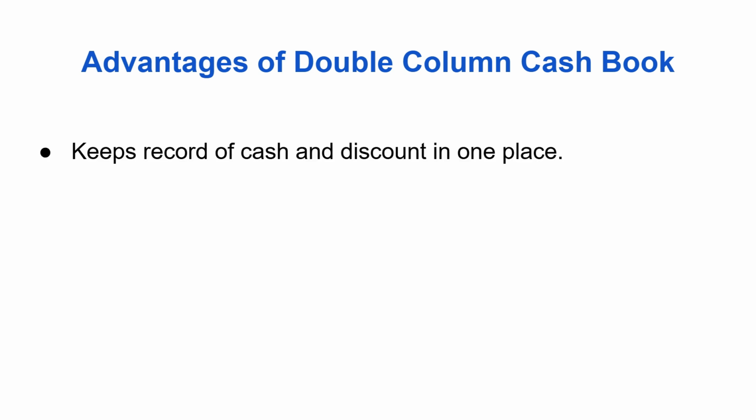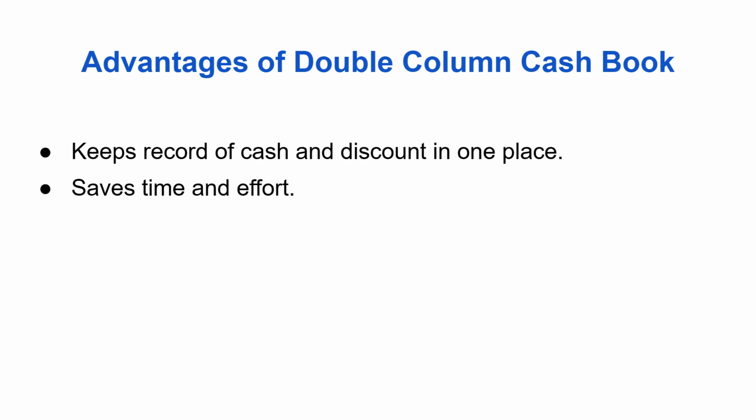Advantages of double column cash book. Let's quickly highlight the advantages. Keeps record of cash and discount in one place. In a business, when customers make payment or when we pay our suppliers, discounts are often involved. Instead of recording cash transactions in one book and discounts in another, the double column cash book allows both to be recorded together in one place. This makes the book organized and you don't have to search multiple registers or ledgers to get information.